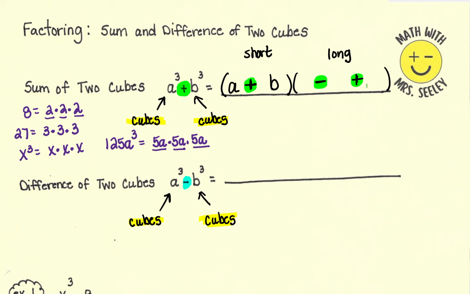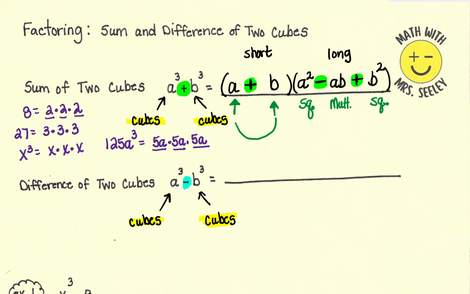Now, what do we fill in the other spaces with? Well, we are going to square, multiply, and square. So go back to your short. Look at that first one, and square that. So a squared. Go back to your short. Multiply those two together. So a times b is ab. And go back to your short and square that. So b squared is b squared, and that's your pattern.